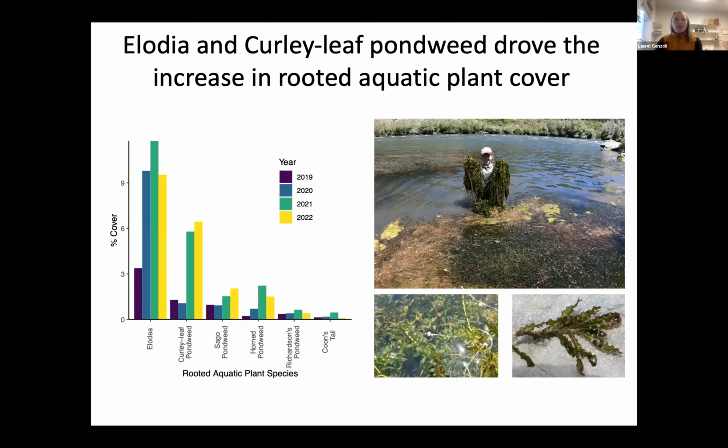Also, just a quick note that the increase in plant cover was really driven by two species, the two most dominant species in the river, which were Elodea and the curly leaf pondweed that some of you may know as Potamogeton crispus. And so the first year, the increase in cover was driven almost entirely by Elodea. And then in the second year, from 2020 to 2021, that increase in cover was almost entirely driven by curly leaf pondweed. So there's some interesting stuff going on in the biology of these plants that I don't understand, but would be really cool if somebody wanted to dive into that a little bit more.